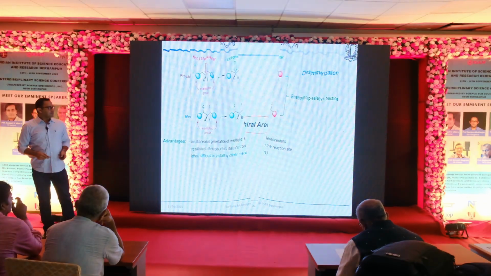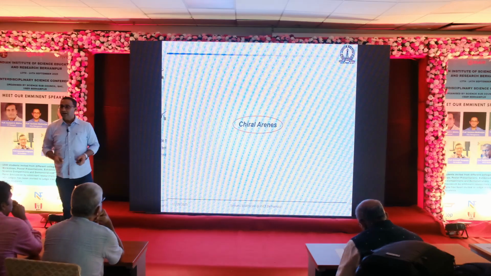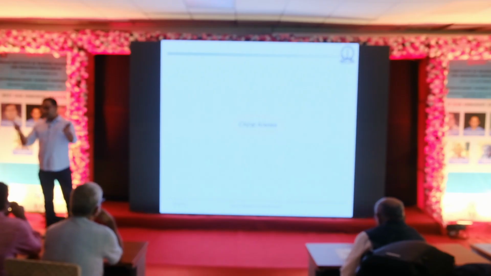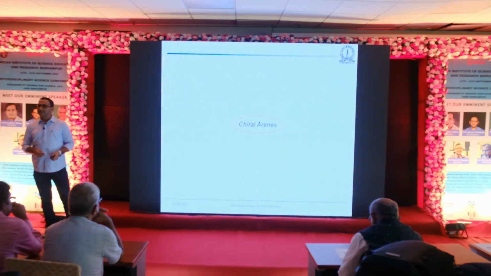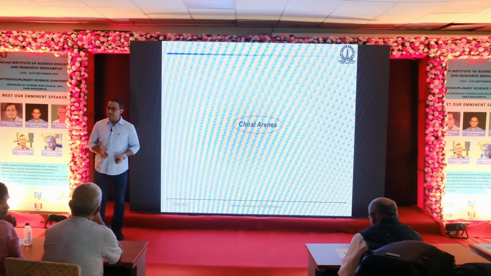So our topic today will be chiral arenes. Now arenes, or the aromatic compounds, as you know, they are flat. If you keep on adding them, graphene is a good example of that. I think graphene got the Nobel Prize back in 2009, I believe.